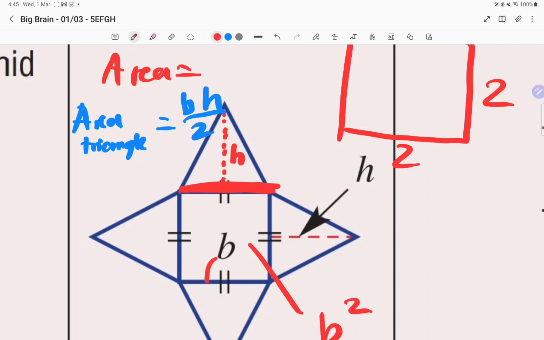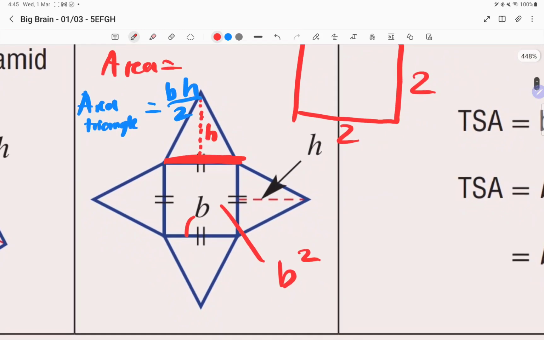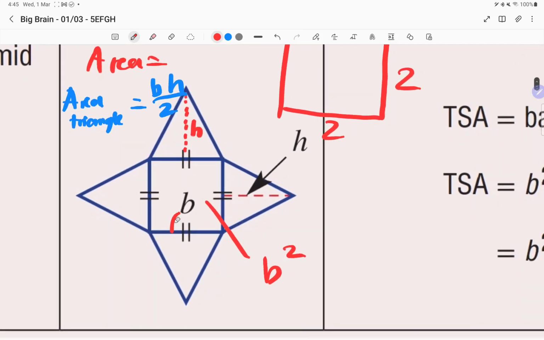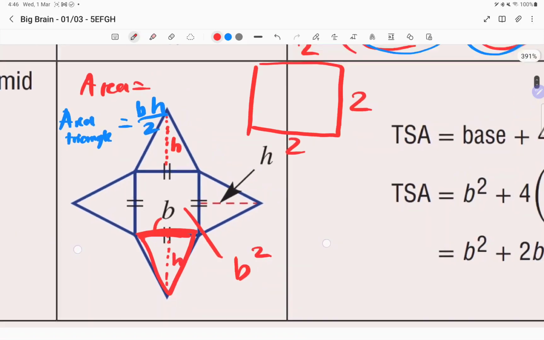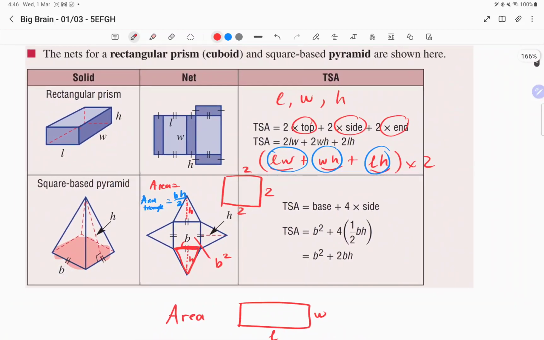Alvina? What represents the base of the triangle? B, correct, because each side is B. So if you look at this triangle here, that's the base and that's B, and then the height is just the same as all the other triangles. The 4 triangles are the same. Okay, that's for the square base pyramid.